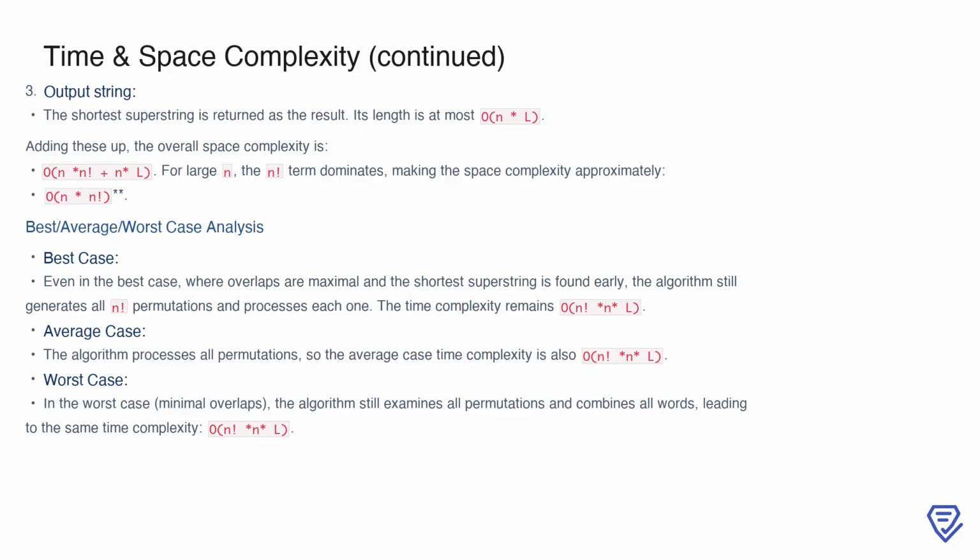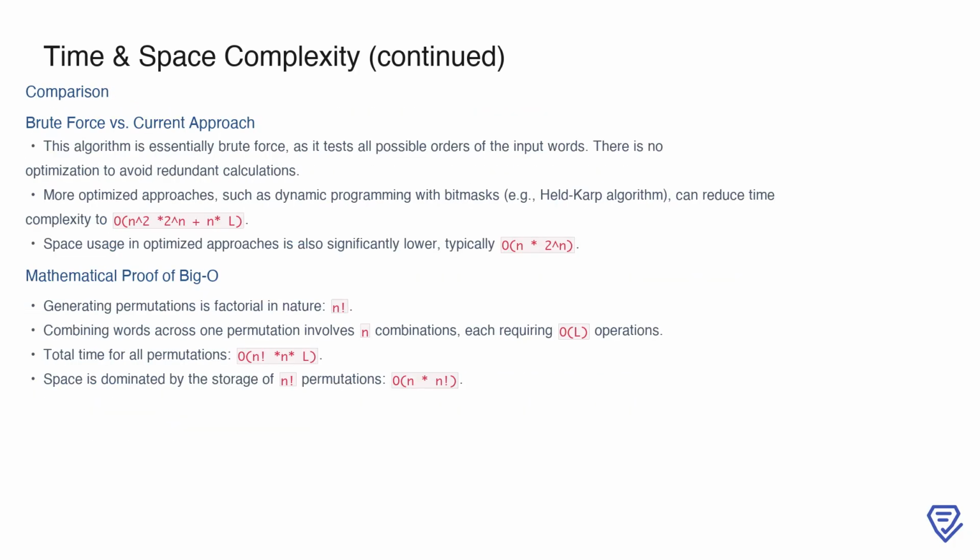Lastly, let's consider the best, average, and worst-case scenarios. In all cases, the algorithm generates all n factorial permutations and processes each one, meaning the time complexity remains O(n factorial * n * L), regardless of overlaps. This is because the solution does not include any optimization to terminate early or avoid unnecessary calculations. To put this into perspective, this algorithm is fundamentally brute force, as it tests all possible arrangements of the input words to find the shortest superstring. While this guarantees correctness, it is computationally expensive.